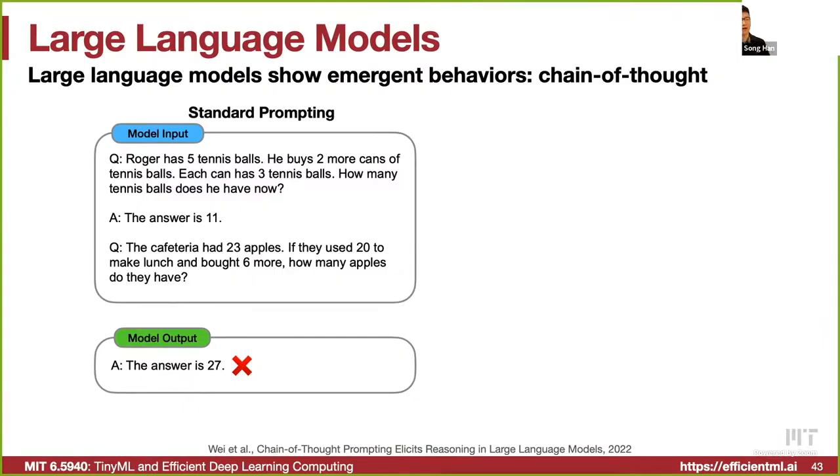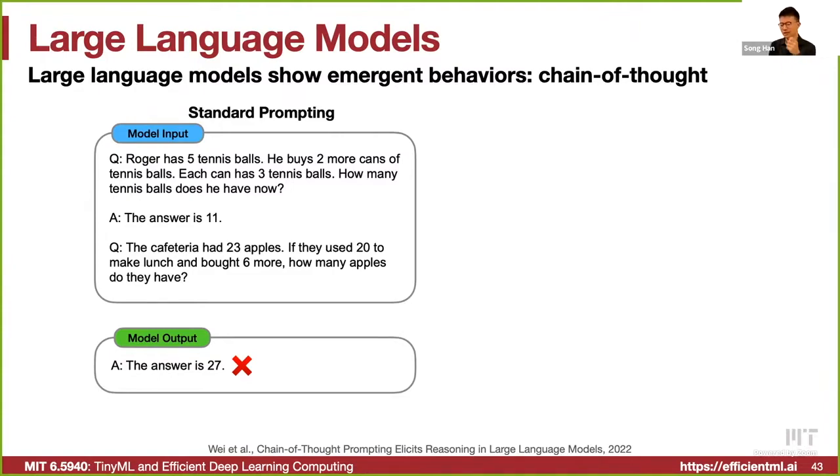Large language models also have another very interesting emergent capability, which is called chain of thought. So let's see, what is chain of thought? Standard prompting, say Roger has 5 tennis balls. He buys 2 more cans of tennis balls. Each can has 3 tennis balls. How many does he have? It's 11. Since 5 plus 2 times 3, that's 11.